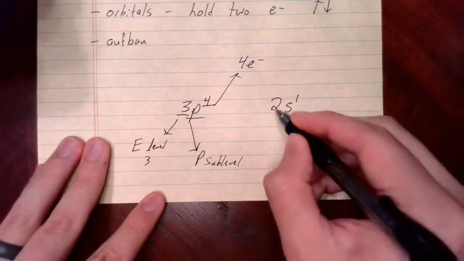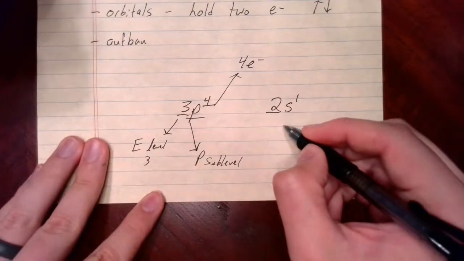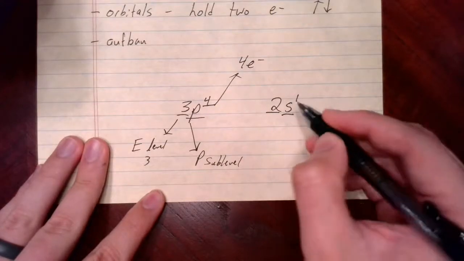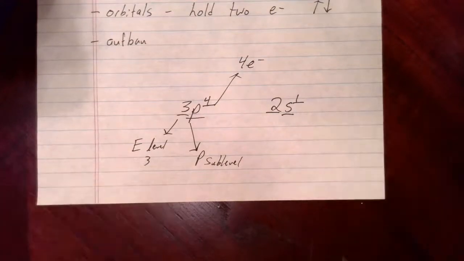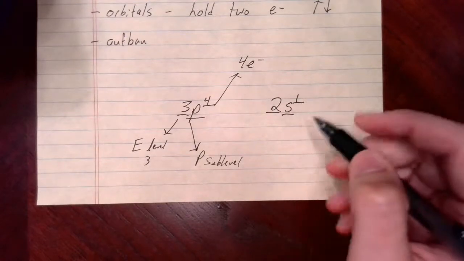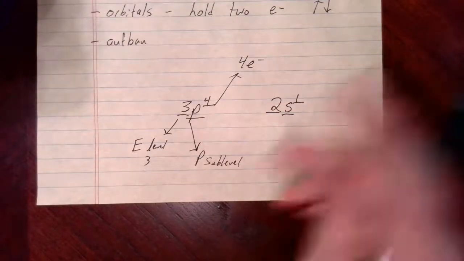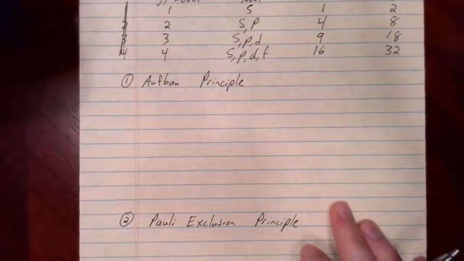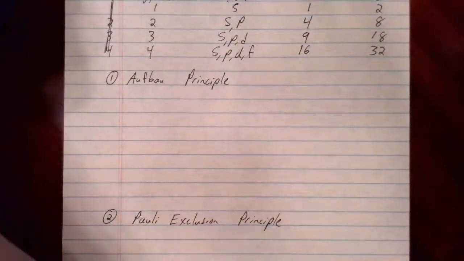So this right here, 2 tells me the second energy level. S tells me I have an S sublevel. 1 tells me there is 1 electron in there. Okay, so I know that S sublevels can hold 2 electrons, so I know there's only 1 electron, so it could hold 1 more. Okay, so now let's come back and look at the rules that govern electron configuration.